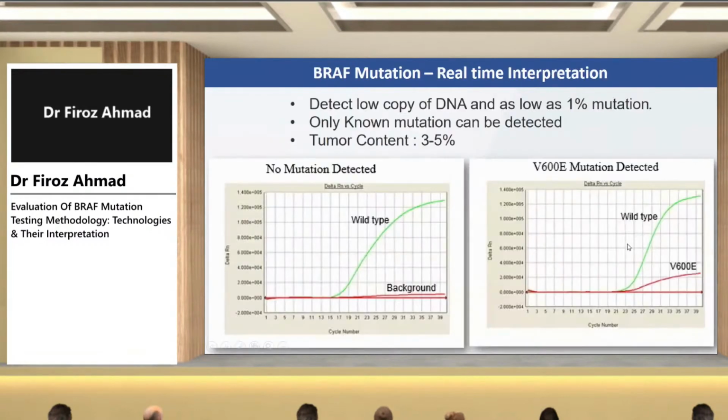This is a typical example of a real-time based PCR amplification, wherein a single wild type peak is seen in case of a wild type result, where V600E is normal, whereas wherever there is a V600E mutation, you will see two peaks because one probe is from wild type and the other probe is from V600E. Again, the advantage of BRAF mutation detection by real-time PCR is that it is very sensitive. But the limitation is that only known mutations can be detected. Another advantage is that it needs a very small amount of tumor, as low as 3 to 5% tumor.